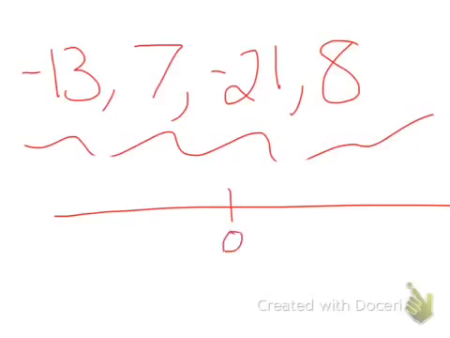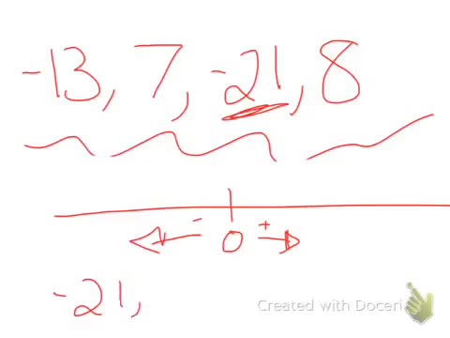If our number 0 is here and our positives are that way, negatives are that way, which number is going to come first? Which number is the least? Well, that number is going to be negative 21. That's going to be first. The reason is negative 21 is going to be the furthest backwards from 0. Then the next one would have to be negative 13.